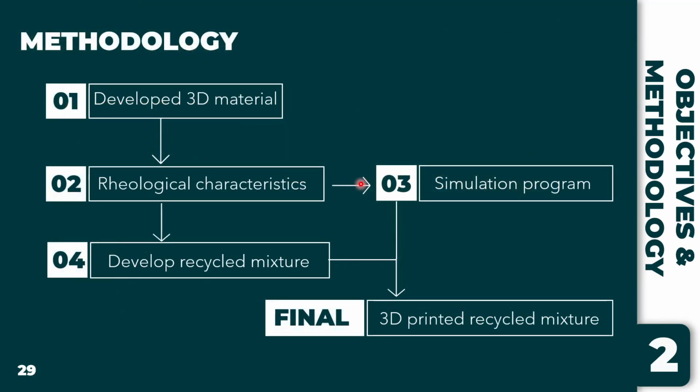Here is a summary of my methodology. I will start by developing the commercial material, and I will measure their characteristics. I can put it in two ways. The first way is the simulation program, and the second way is development. The second way is to put these characteristics into developing a new recycled mixture, and combining these two, I have a final result.